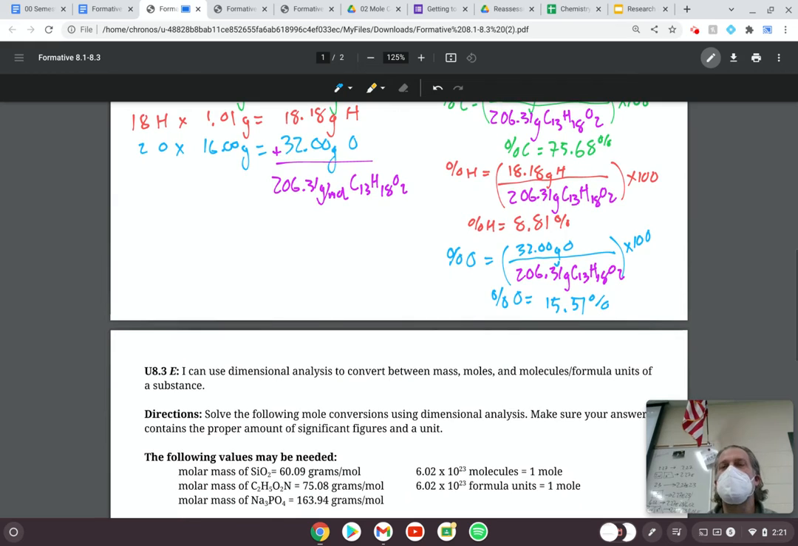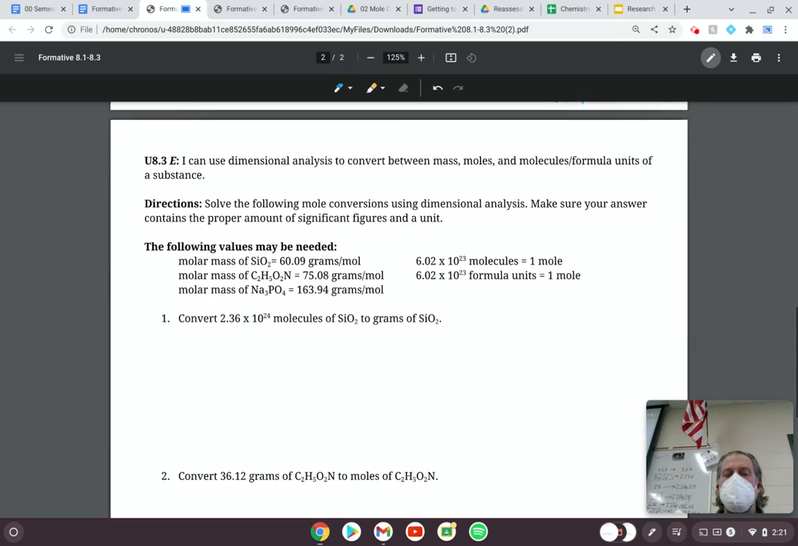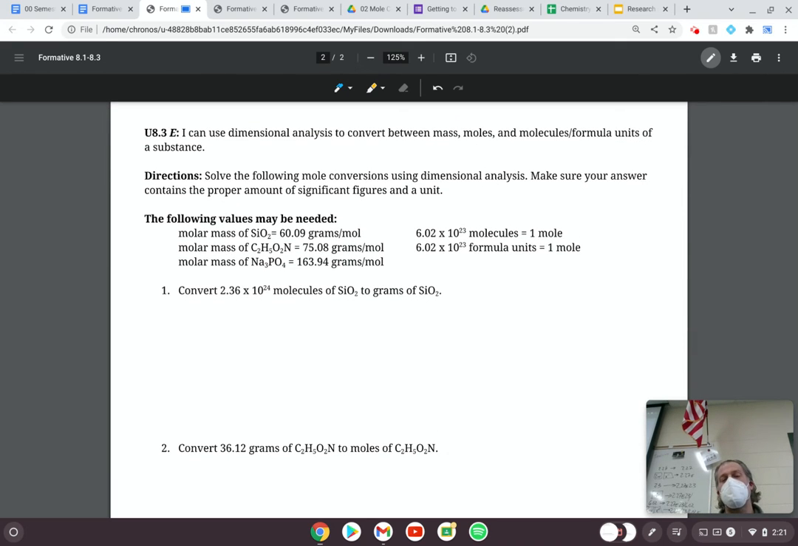The next section here, we had to use dimensional analysis to convert from mass to moles to molecules and things like that. Some things I want to call your attention to on this practice quiz is that we did go through the process of calculating all of the molar masses for you, so you did not have to calculate them. Some people did this morning, calculated them anyway on their own. Just be aware that they're going to be given to you tomorrow. And then also we gave you the relationships between molecules and moles and formula units and moles.